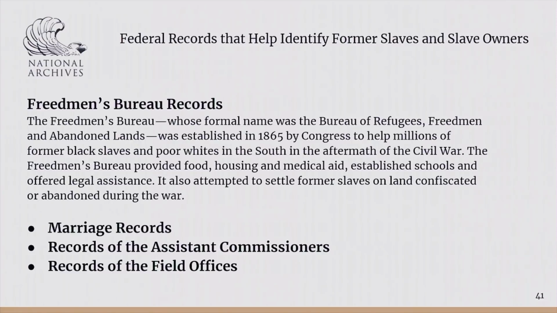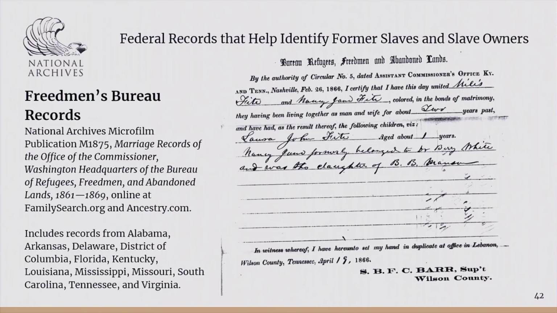So moving on now to the Freedmen's Bureau records. The Freedmen's Bureau, whose formal name was the Bureau of Refugees, Freedmen, and Abandoned Lands, was established by Congress in 1865 to help the former slaves as well as poor whites in the aftermath of the Civil War. They provided food, housing, and medical aid, established schools, and offered legal assistance. There are basically three bodies of records created by the Freedmen's Bureau that are of interest that we'll talk about here today. The first are the marriage records, which have been microfilmed and you can find online.